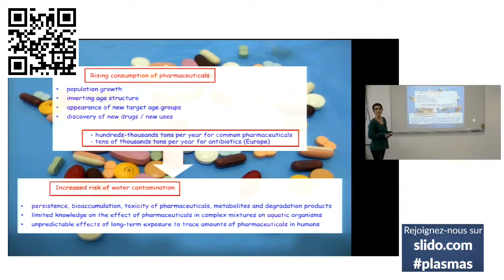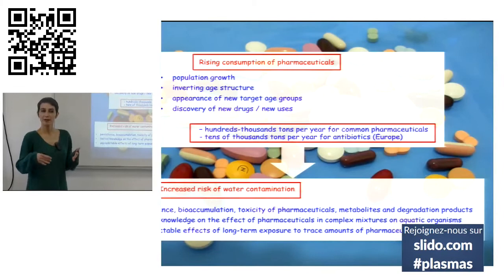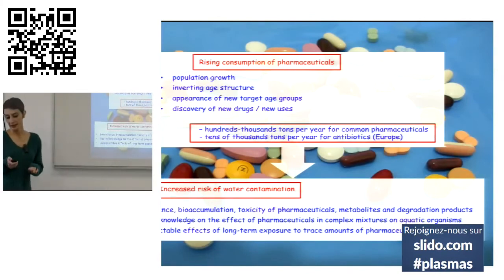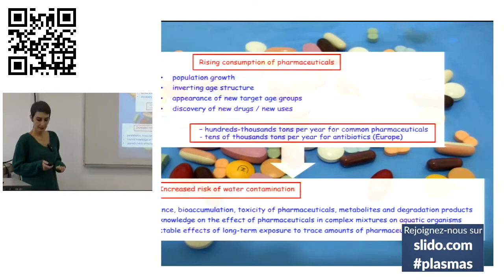Some of these compounds are persistent and accumulate in the environment. Then there is also the risk of bioaccumulation. The toxicity of pharmaceuticals is quite a big problem, and not only of the parent compound, but also of their metabolites and degradation products. Regarding aquatic species, they are exposed to a cocktail of such substances, even if the individual concentrations can be relatively small and maybe individually they have no effect. In mixtures, the effects can be additive, and there is limited knowledge on this global effect on aquatic species.